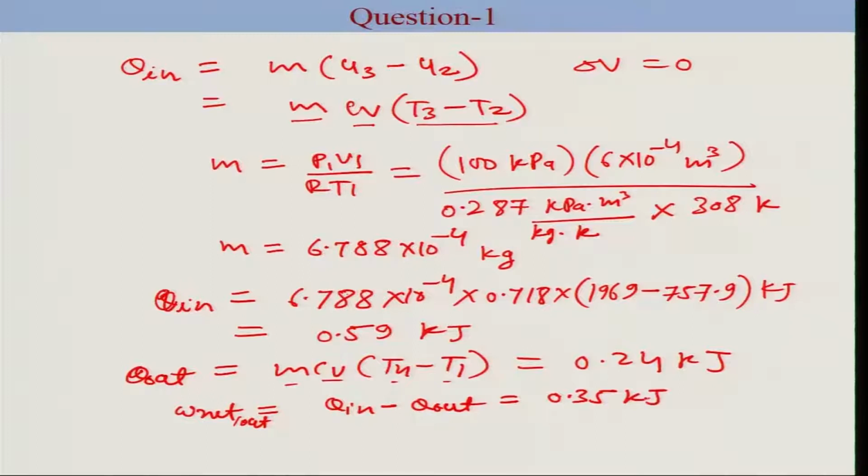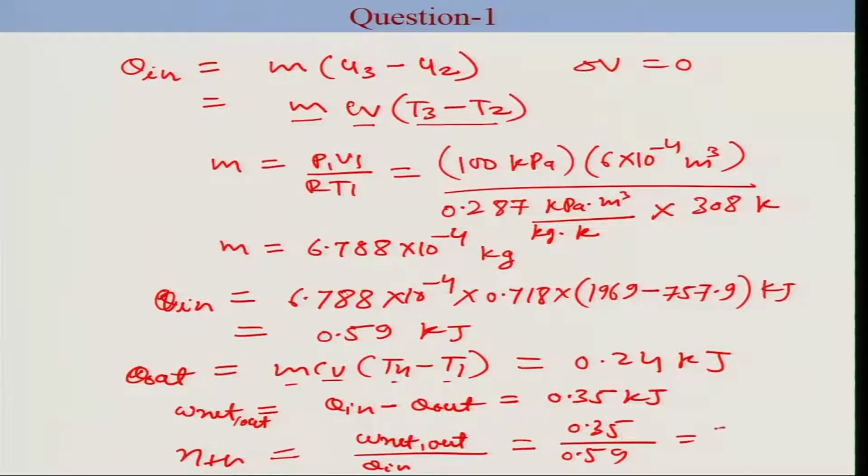So, now thermal efficiency would be W net out divided by the total heat going into the cycle. So from here we get 0.35 upon 0.59.